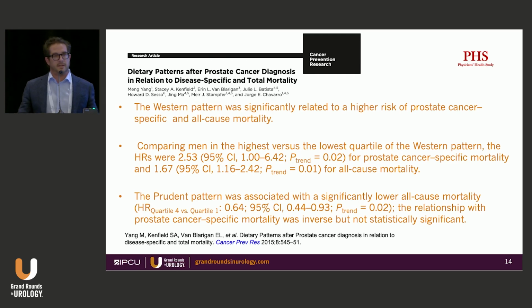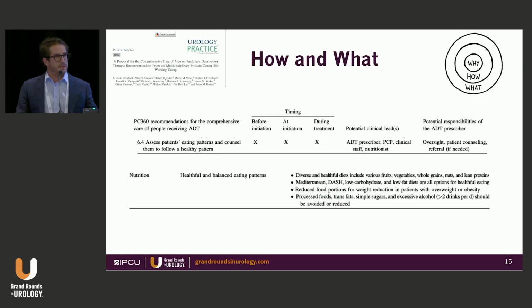So again, going back to the how and the what, basically we focus in the PC 360 on encouraging healthful and balanced eating patterns. We encourage our patients and discuss with our patients diverse and healthful diets, which includes fruits, vegetables, whole grains, nuts, and lean proteins. The Mediterranean, the DASH diet, low carbohydrate, low fat diets are all options for healthful eating. Weight reduction is obviously critical, and most of all, you want to avoid processed foods, trans fats, excessive alcohol.